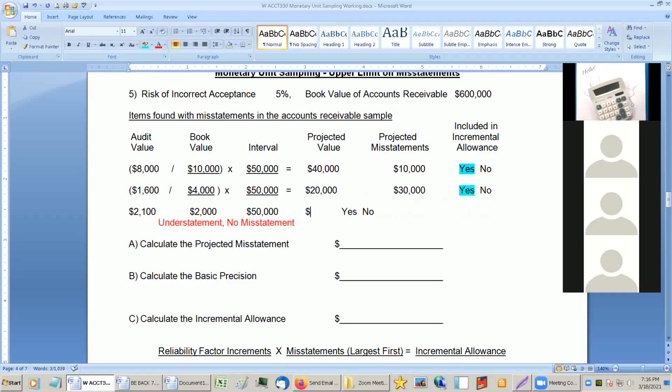Projected value would be 50,000. Projected misstatement would be 0. And no, it's not in there. Even if it were, it wouldn't be a problem because 0 times anything is 0.